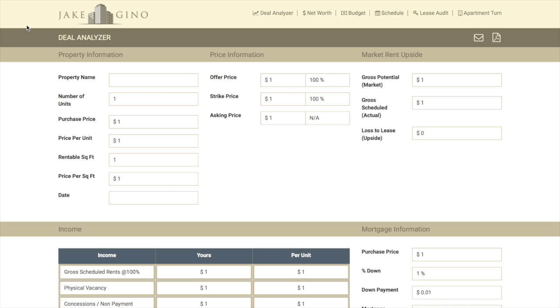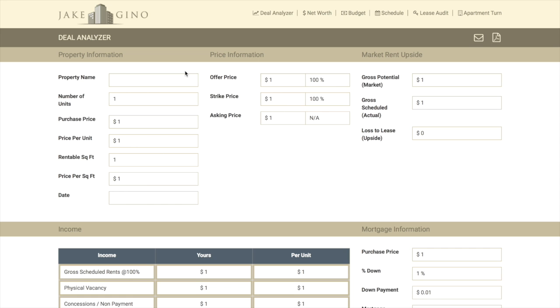Jake and I have designed this software to help you run your real estate business efficiently, as well as your financial life smoothly, and the ability to continue to grow both of those areas. In this short tutorial, I want to introduce you to all 6 calculators. The first one that we're looking at right now is the Deal Analyzer calculator.